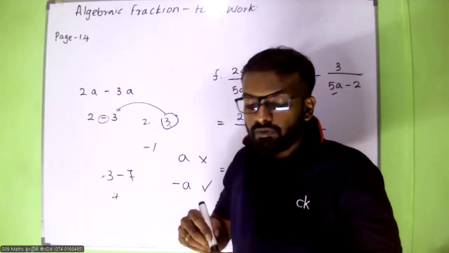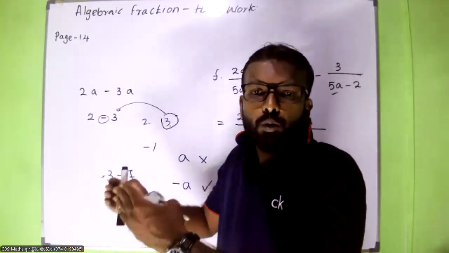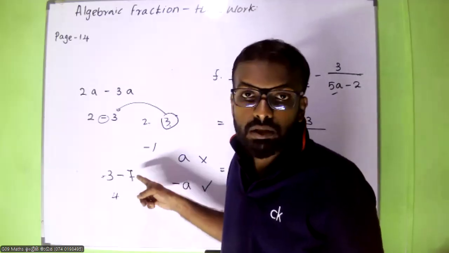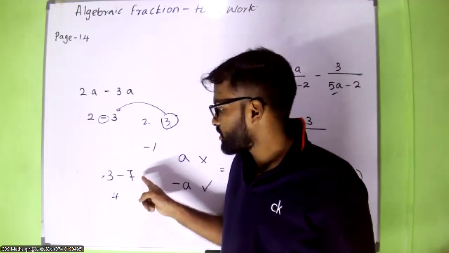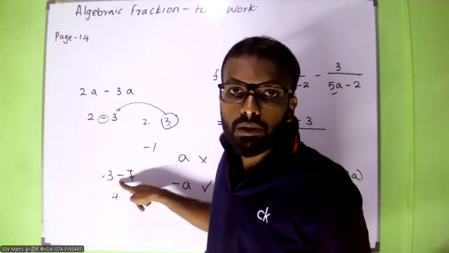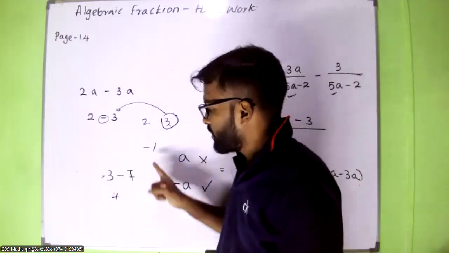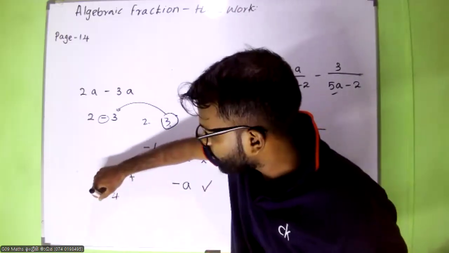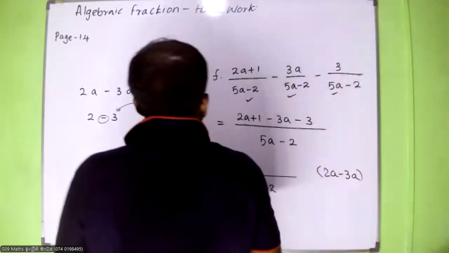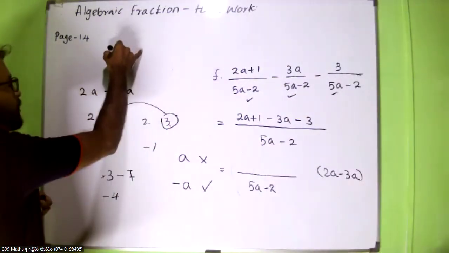How do you decide whether this 4 is positive or negative? 7 is the biggest number. Then what is the sign of that biggest number? Negative. Then your answer should definitely be negative. Understood? Okay.